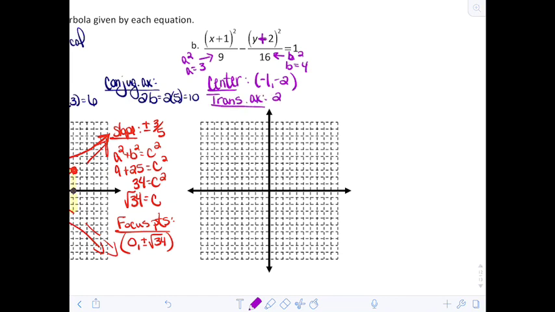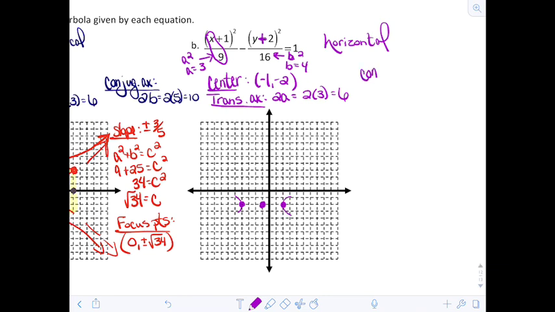So this has a formula 2a, so 2 times 3, which is 6. Now the transverse axis, if I look above a squared, it's an x, so this hyperbola will be horizontal. Okay, so I'm going to plot my center, -1, -2, and I'm going to go 3 to the right and 3 to the left. And there's going to be the start of my hyperbola.